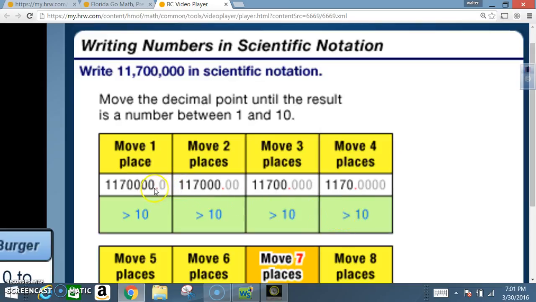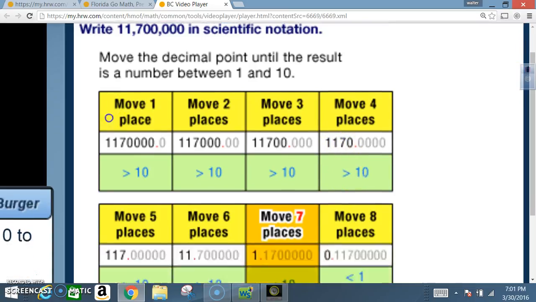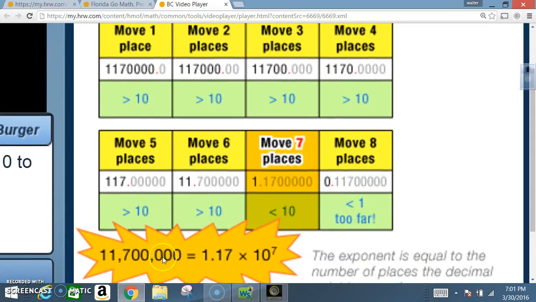And notice when we're moving, that's 1, 2, 3, 1, 2, 3, 4. See, still greater than 10. 1,170 is greater than 10. All right, let's see what happens when we move it 5 places. 1, 2, 3, 4, 5. We got 117. That is still greater than 10. Let's move it 6 places. 1, 2, 3, 4, 5, 6. 11.7. That is still greater than 10.